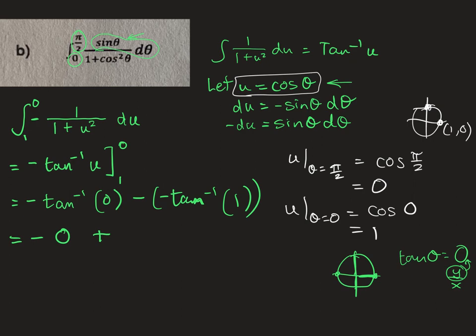So then we're asking ourselves, where is tan equal to 1? Well, that would happen at pi over 4. So we'd have plus pi over 4. And then simplify that, it would simply equal pi over 4. And there we go. That would be the value of that integral. Alrighty, I hope that helped.